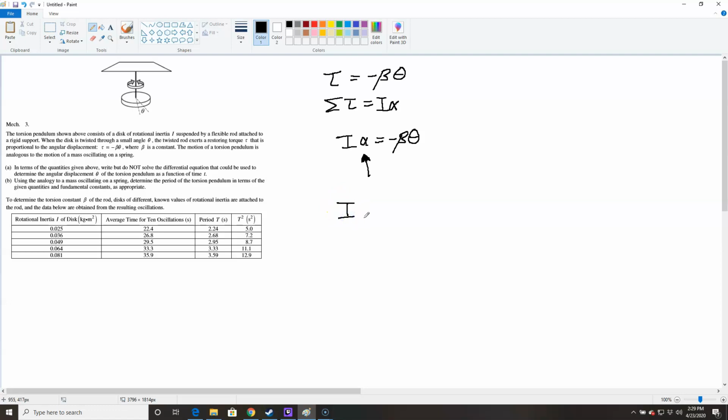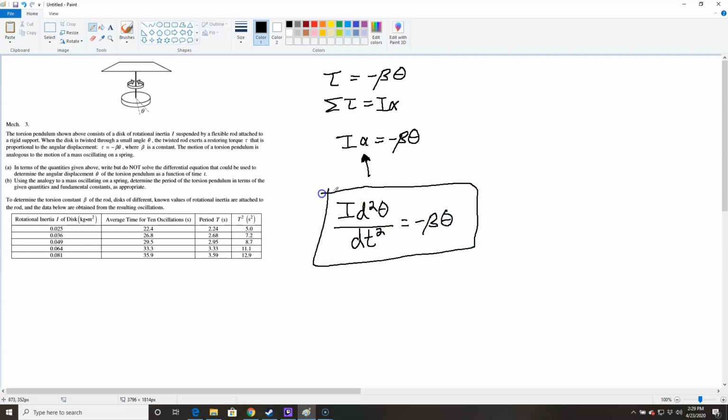So I d2 theta over dt2 is negative beta theta. Now, it asks us just to write it and not solve it, so I'm going to go ahead and stop there for part A. And let's move on to part B.